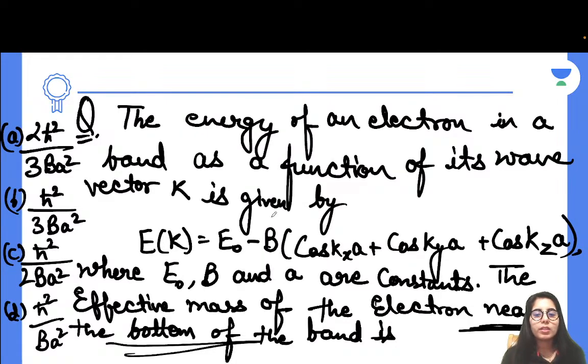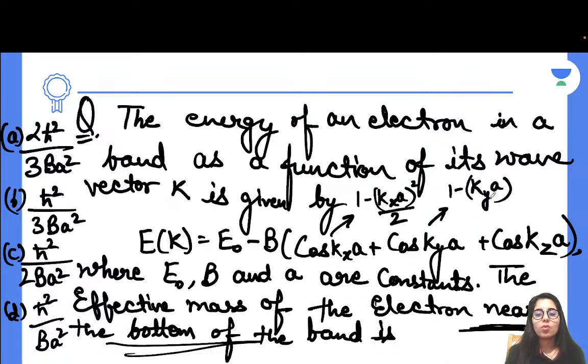Once you get to know that the effective mass of the electron near the bottom of the band is being discussed, that means k will be tending to 0, which means k is small. In that situation, I can replace cos theta, which is cos kxa, with 1 minus kx squared a squared over 2. This is what we can do. Same way here, we are going to consider 1 minus ky squared a squared over 2. And here, 1 minus kz squared a squared over 2.